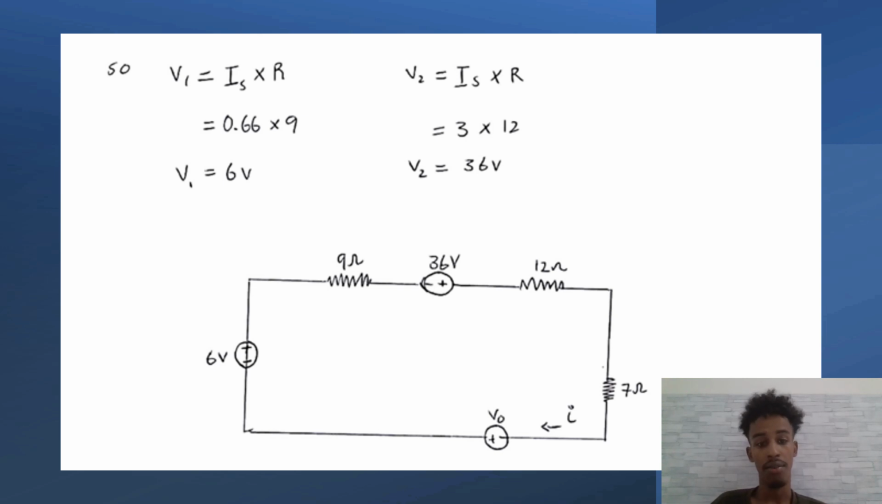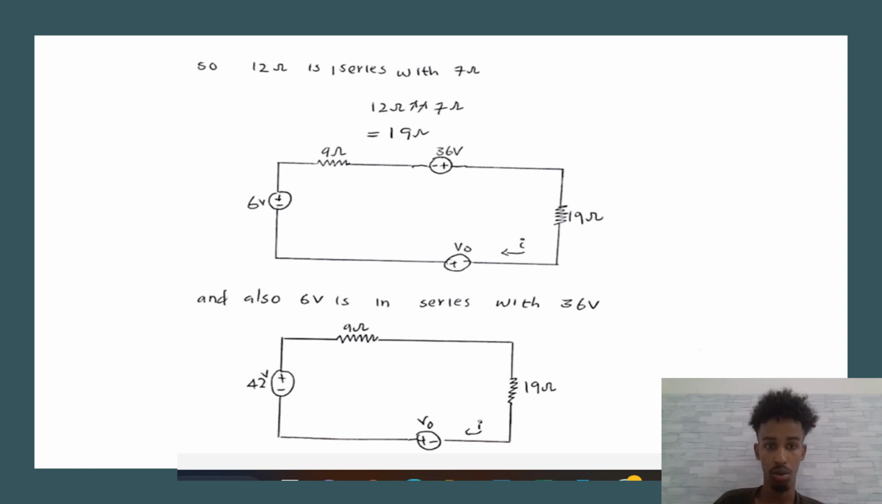So now we have 2 voltage sources and 3 resistors. We will combine these 2 voltage sources and we will combine these resistors, because 12 ohm is in series with 7 ohm. That will be 19 ohm. And also 6 volt is in series with 36 volt. Now we get a single mesh circuit.